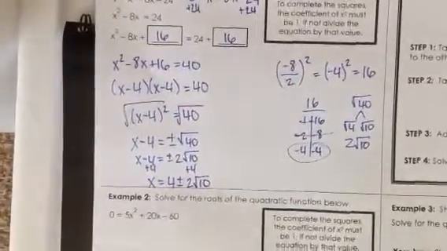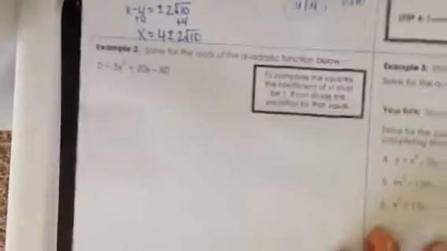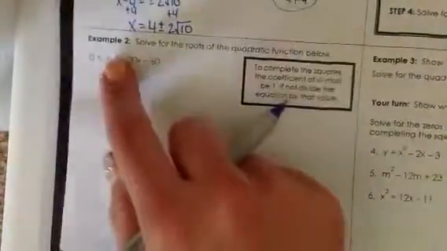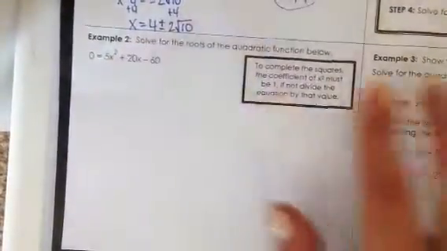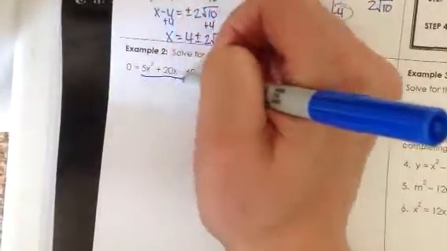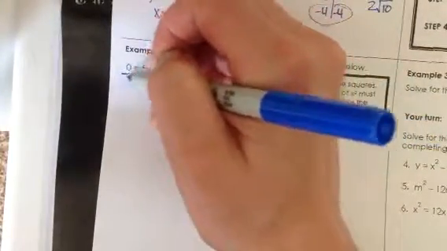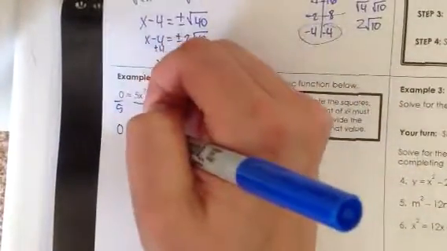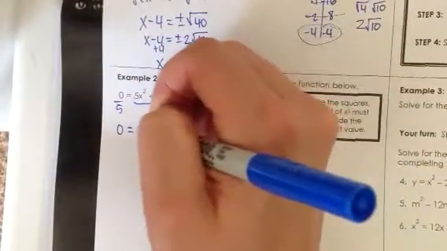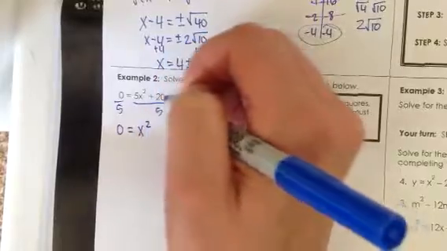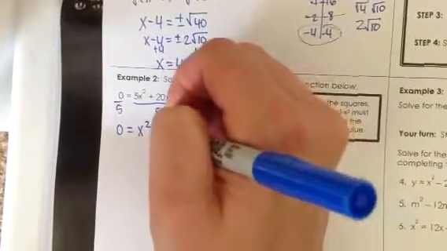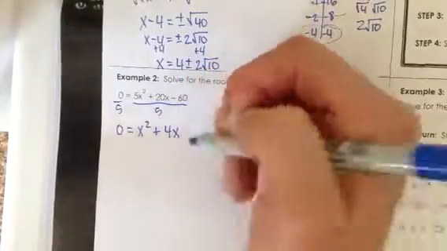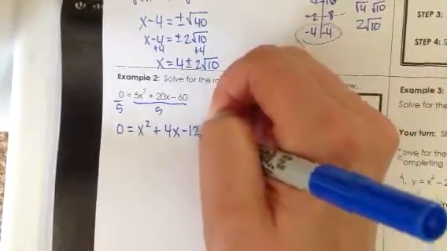So let's try this again with number 2. Again, to complete the square, the coefficient of x squared must be 1. Well, right now, the coefficient is 5. So we need to divide both sides of the equation by 5. Well, 0 divided by 5 is still just 0. 5 divided by 5 is 1, so we get x squared. 20 divided by 5 is 4. And 60 divided by 5 is 12.